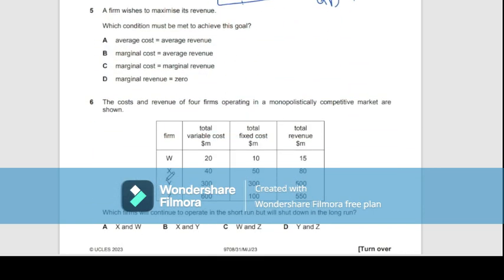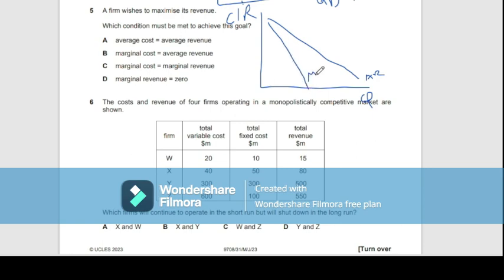So on to question 5. A firm wishes to maximize its revenue. Which condition must be met to achieve this goal? So let's again quickly check. Now if we have this graph here, let's call this average revenue curve. This is output. This is our cost and revenue. This is marginal revenue curve. And we have this as our average cost curve, AC. This is our marginal cost curve.